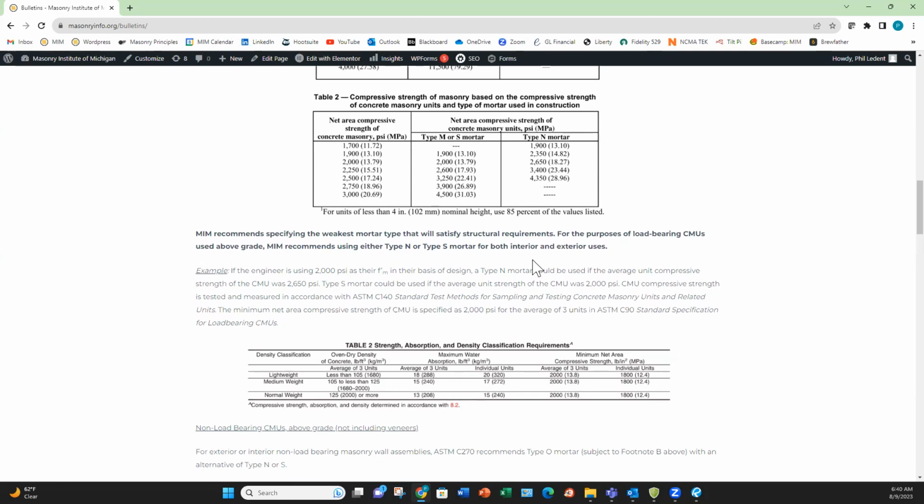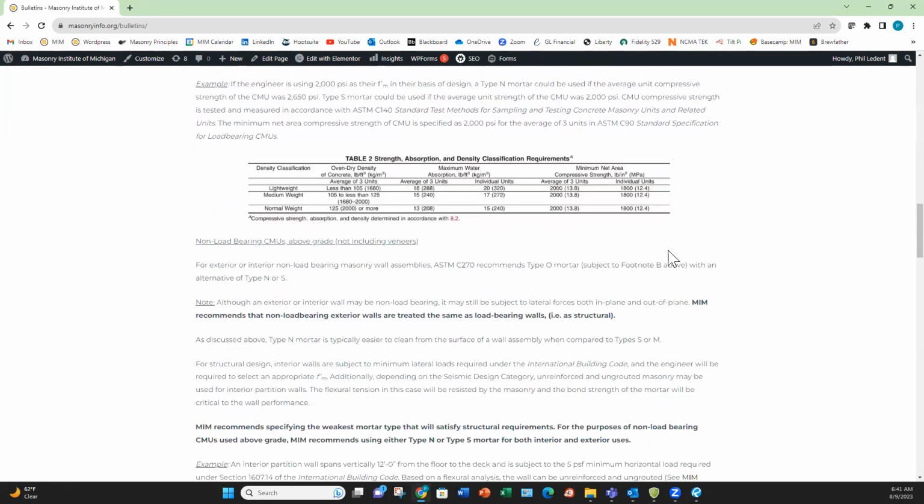more depth. But again, in ASTM C90, which would be our specification for load-bearing concrete masonry units, you can see that whether we are a lightweight, medium weight, or normal weight unit, our average minimum net area compressive strength is 2000 PSI. And again, if we combine 2000 PSI units with type S mortar, we get 2000 PSI for our f'm. And so for most applications, and I would say on the vast majority of projects we see in the state, for any structural CMU wall, whether it's an exterior wall or a load-bearing wall, we're always seeing type S mortar being specified, which is a good recommendation.